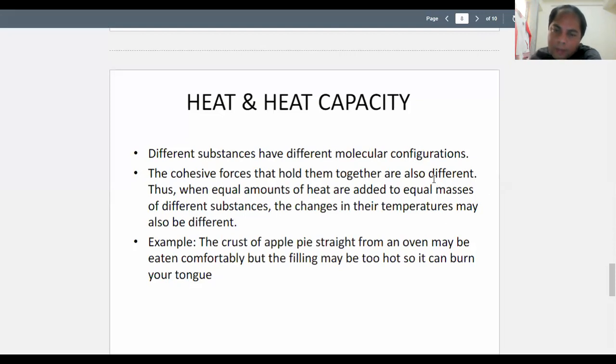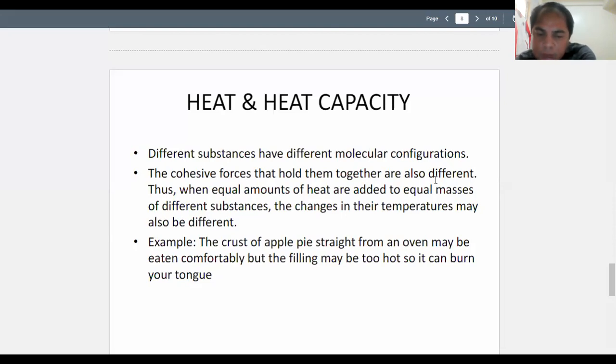So the amount of heat that we can put in a material may be defined as its heat capacity. Different substances have different molecular configurations. The cohesive forces that hold them together are also different. Thus, when equal amounts of heat are added to equal masses of different substances, the changes in their temperatures may also be different.